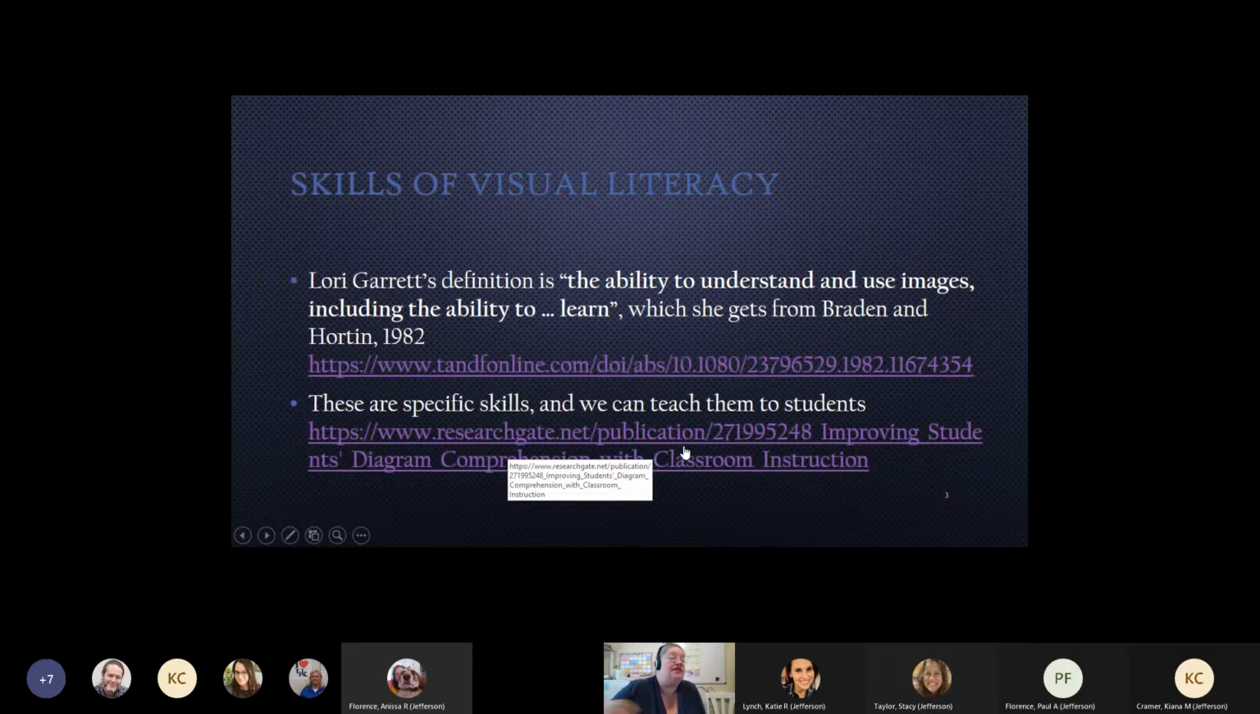And when they made this workbook for their students and then measured different aspects of student achievement afterwards, the students who worked with the artwork in those workbooks had higher achievement in various measures that they used. So, Lori Garrett uses this as evidence that we really can teach these skills to students and they benefit from us taking the time to point things out to them.